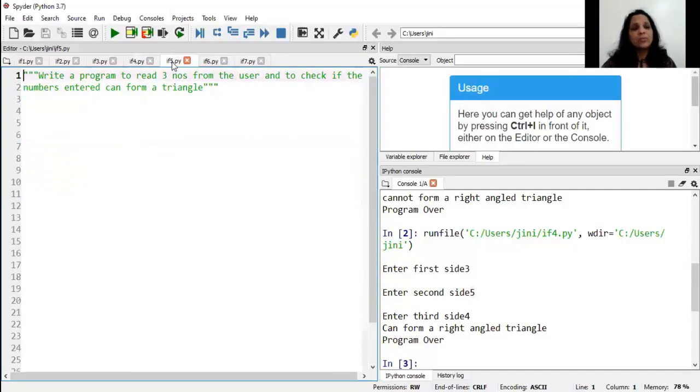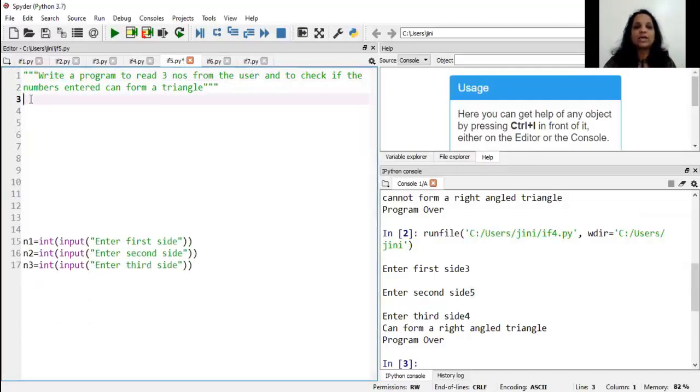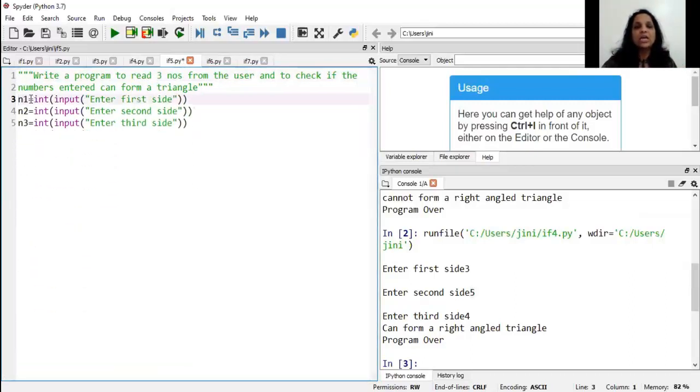Here it says, write a program to read 3 numbers from the user and to check if the numbers can form a triangle. So it's not talking about a right angled triangle. It's talking about whether it can form a triangle. You must have learned in your lower classes that you can form a triangle when, can someone tell me that? Yes? I hear someone saying something. Yes. The sum of any two sides should always be greater than the third side. Okay. So what is my if going to be in this scenario?